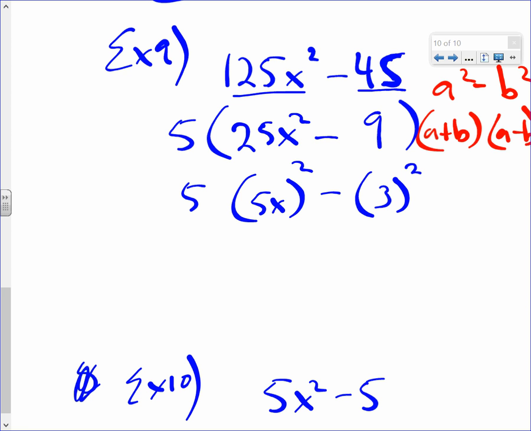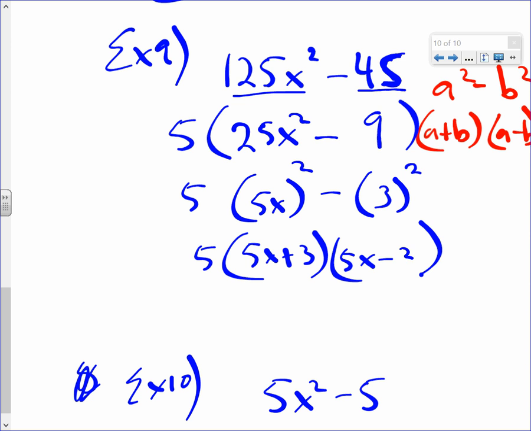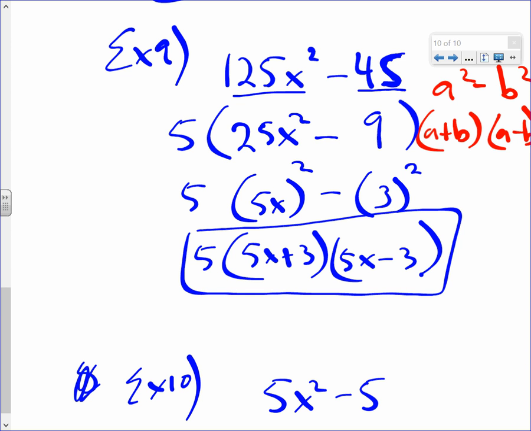A squared minus b squared. Here's my pattern. Let me get my two binomials. I got my A, I got my B. 5x plus 3, 5x minus 3. Look, I'm including the greatest common factor from the previous step. That's all part of my final factorization, right? And we're done.